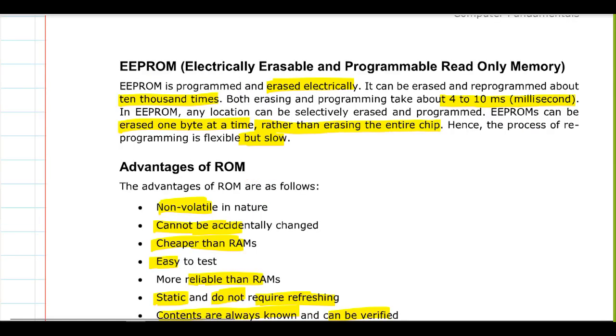The last one I want to discuss is called electrically erasable and programmable read-only memory. This is programmed and erased electrically. It can be erased and reprogrammed about 10,000 times. So this one is very many times. Ordinarily you will not be required to reprogram this number of times. Here we are not using AC, we are just using electrical power to reprogram or to give this one instructions.